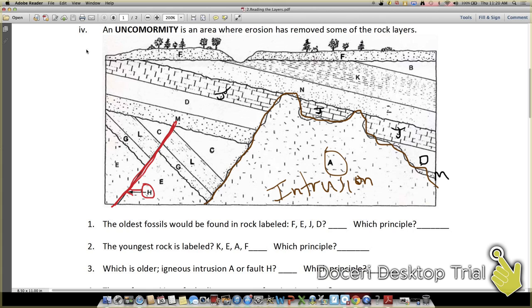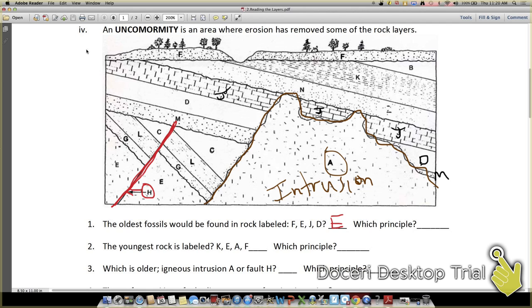All right, I don't want to take too much time on this. Simon, the oldest fossil would be found in rock layer. Well, let's first of all say, do we understand that the oldest fossil would be in the oldest rock? Yes. Okay, so the oldest fossil will be found in rock layer F, E, J, or D, Simon? E, because E is the oldest rock. So E would be perfectly fine. What principle answered your question?